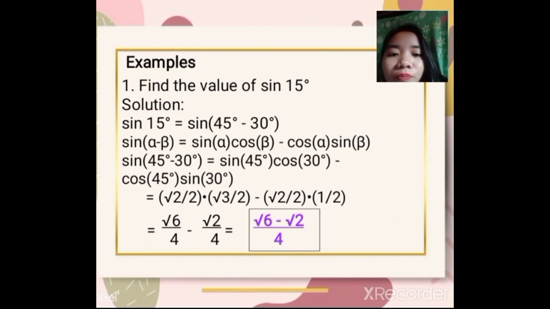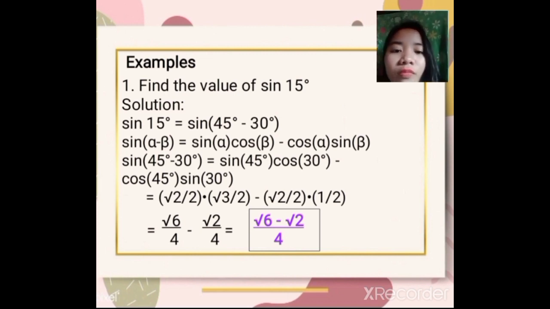So by using the formula sine (A minus B) is equal to sine A cos B minus cos A sine B, let's substitute the values of A and B, which is 45 degrees minus 30 degrees. So we have sine (45 degrees minus 30 degrees) is equal to sine A, which is 45 degrees, cos B, which is 30 degrees, minus cos A, we have 45 degrees, and sine B, which is 30 degrees.